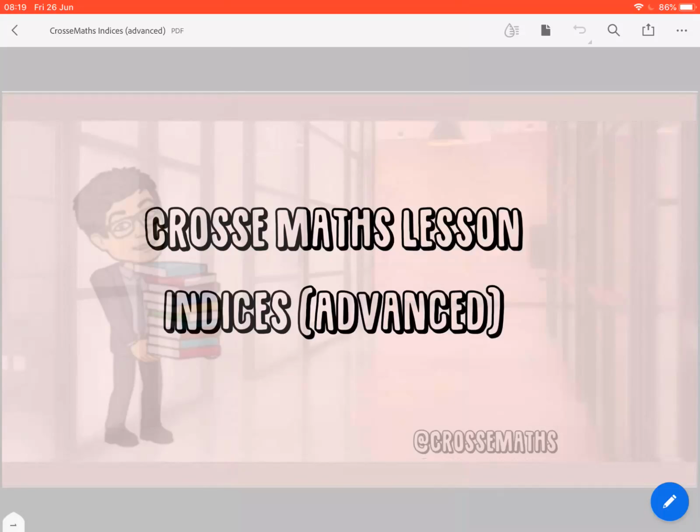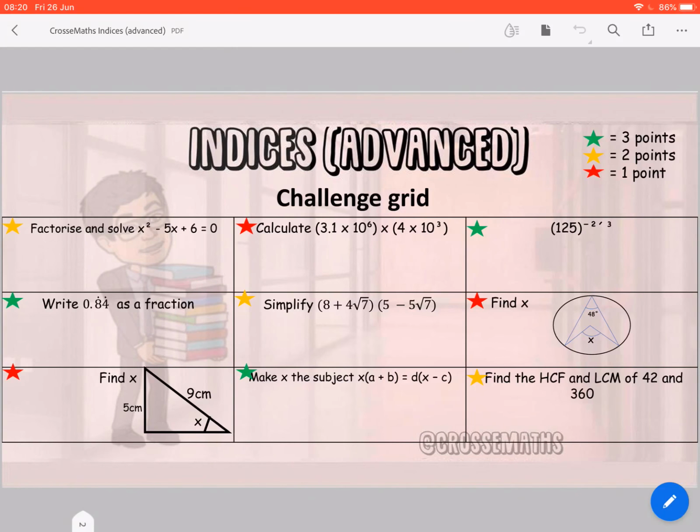Welcome to another CrosseMaths lesson. Today we're going to go over indices. The advanced stuff, the negative rules and the fraction rules, never really get talked about, so we're going to try and go through those today.